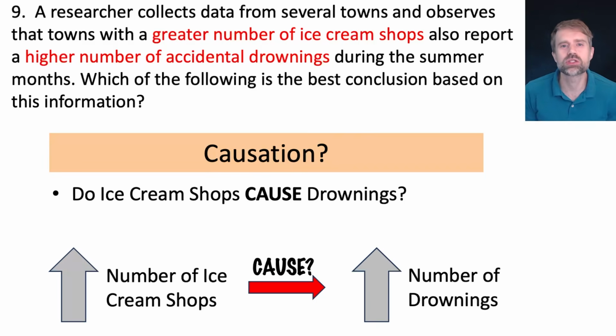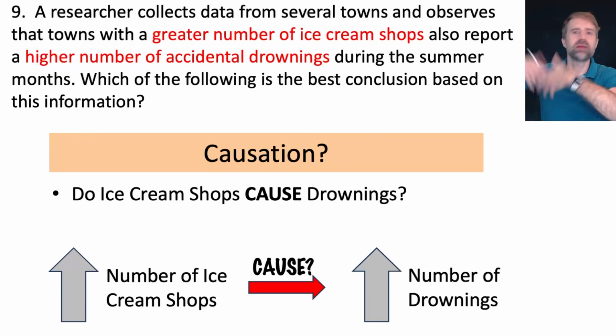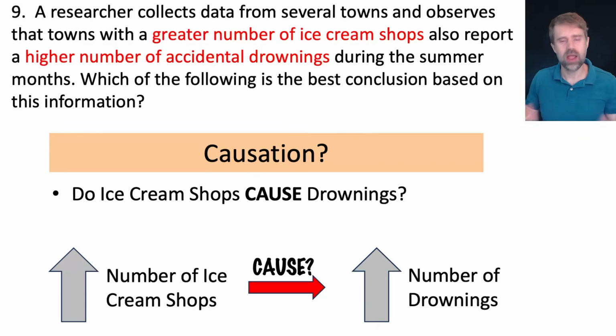There are many reasons why these two things could be correlated. Why? Well, let's think about this. Maybe bigger towns have more ice cream shops. Well, if the town is bigger, there are going to be more people who drown. Okay? Another reason. Maybe there are more ice cream shops in towns that have a lot of beach. And if you have a lot of beach, there's more drowning. Stuff like that, right? There are many reasons why the number of ice cream shops and the number of drownings can both increase. But the ice cream shops are not causing the drownings.